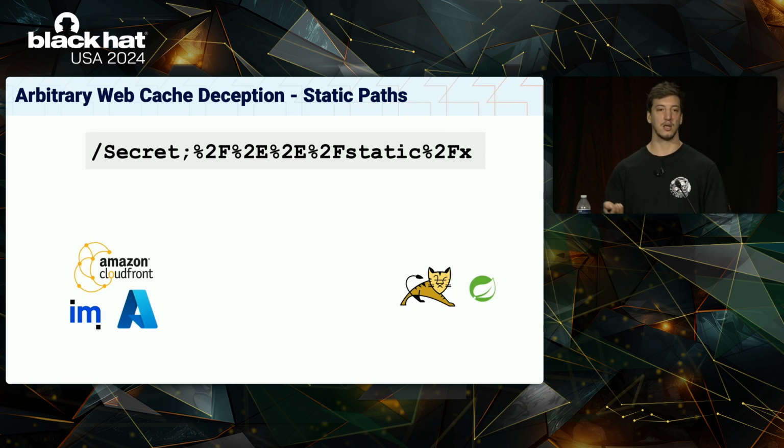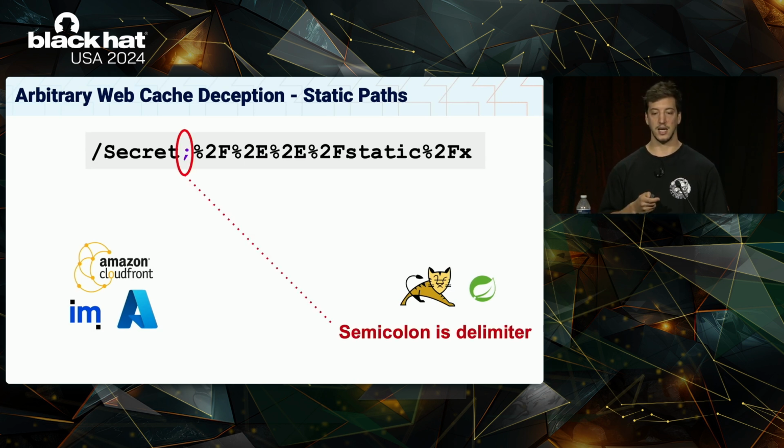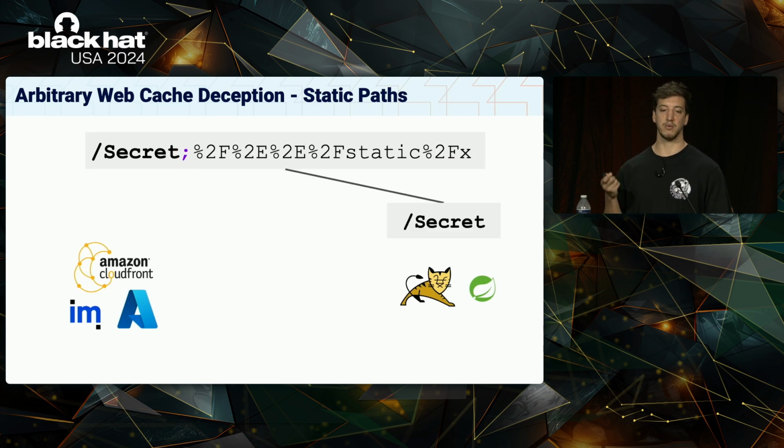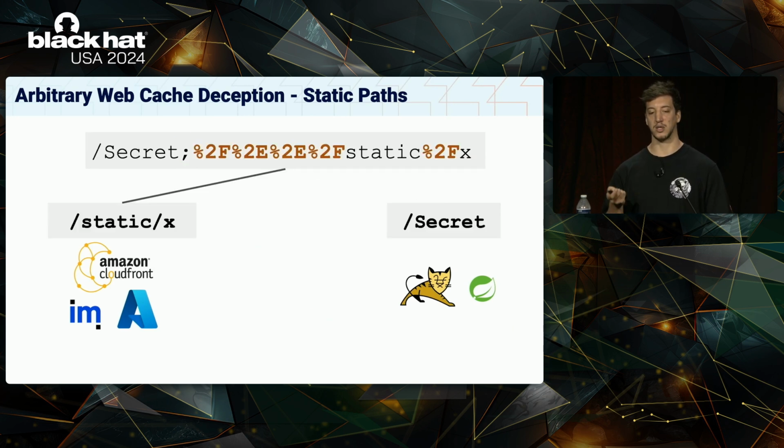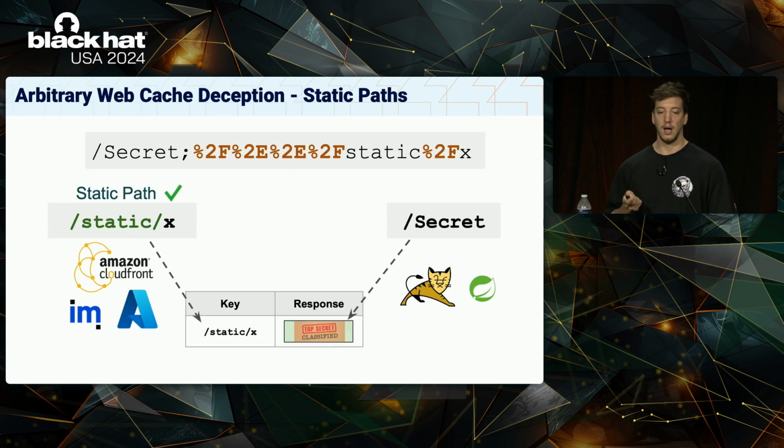So this is the case where we combine Imperva, Azure, or CloudFront with, for example, Java and Tomcat. In this case, Java is going to use the delimiter, and it's going to interpret the path as secret. And in the case of Azure, Imperva, and CloudFront, it's just going to be normalized, and we will get the static path. And again, this is going to be stored in the cache.